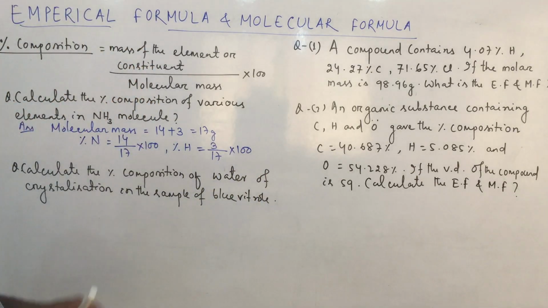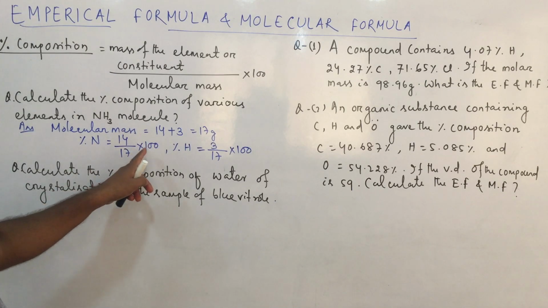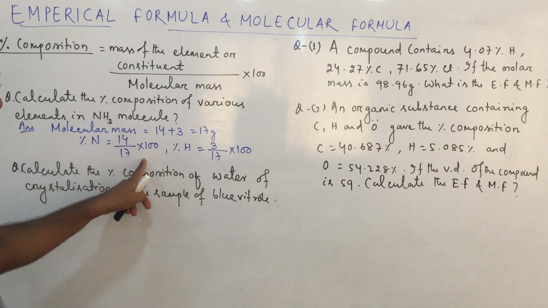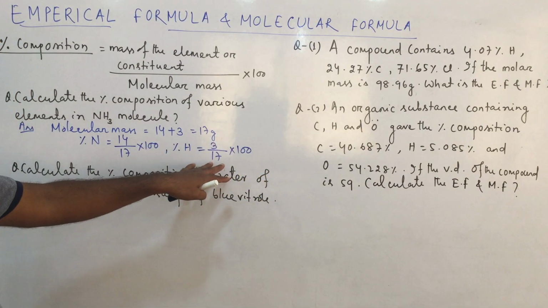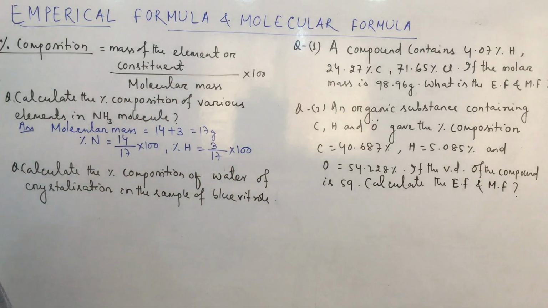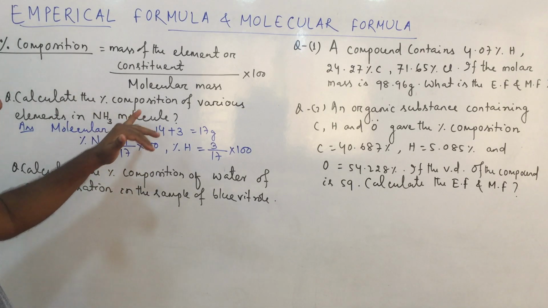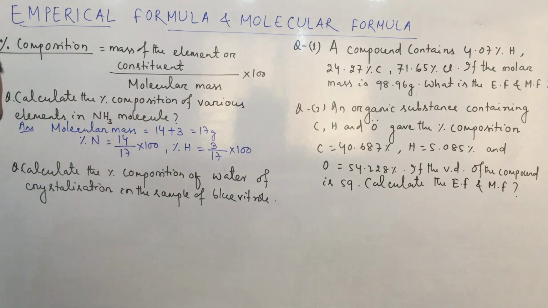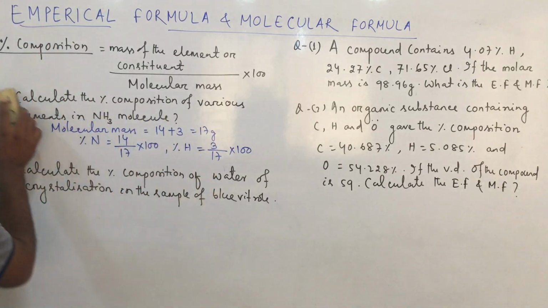After calculating the percentage composition of nitrogen, it is 82 point something. So 100 minus this equals the percentage composition of hydrogen, or 3 divided by 17 into 100 will also give you the percentage composition of hydrogen. Clear now? So in the numerical, first we have to calculate the molecular mass, then percentage composition equals the mass of that particular constituent divided by total mass into 100. So this is the first question.